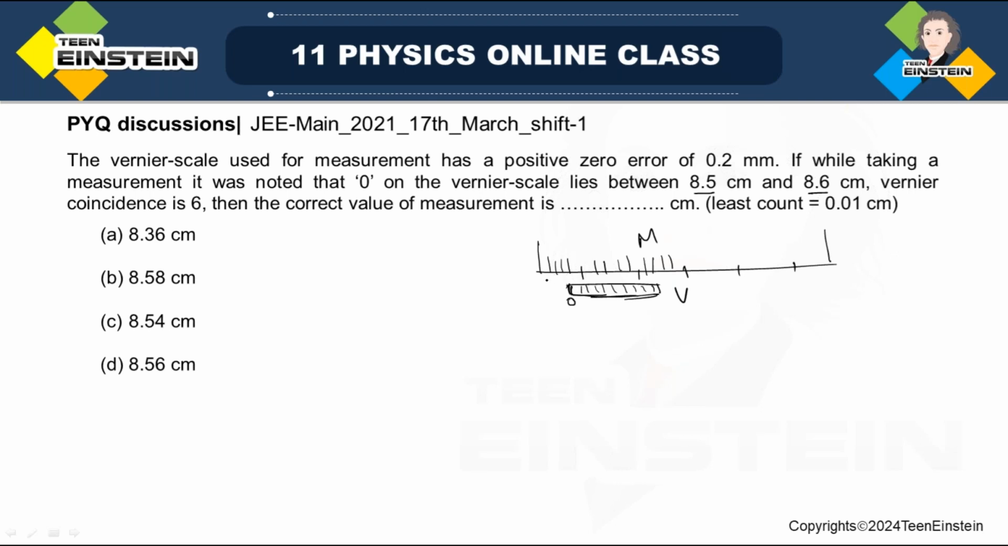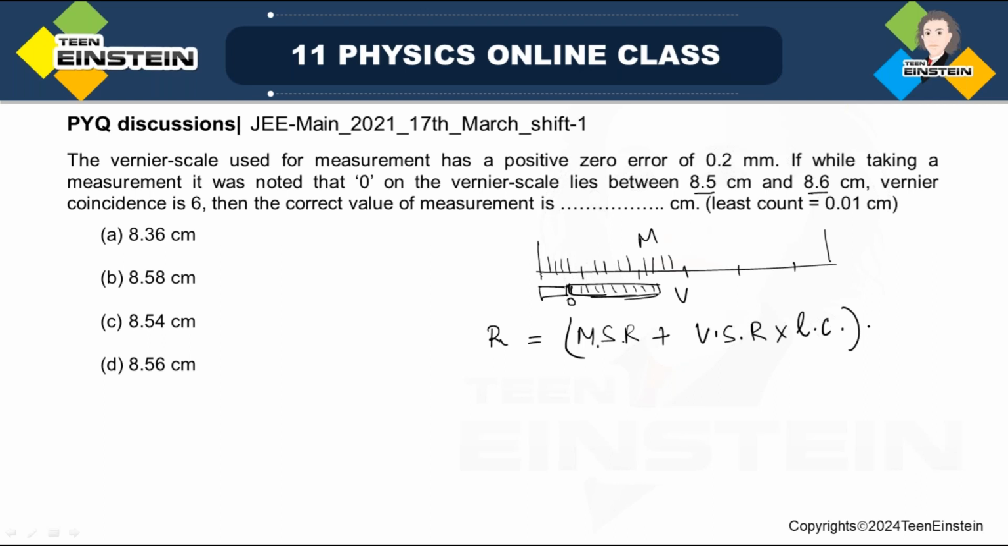See, after keeping the object, whose length has to be measured, between the jaws of the main scale and the vernier, the total reading, let us say that is R, will be MSR, main scale reading, plus VSR, vernier scale reading, into the least count, let us say LC. So this will be the total reading.